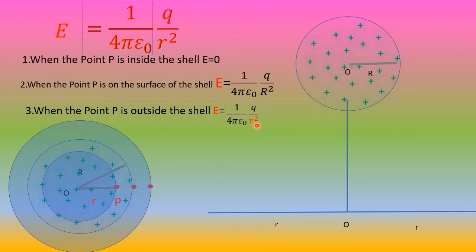As the distance increases, the electric field decreases. So it can be represented graphically as shown in the diagram. Up to the distance R, there is no electric field. On the surface it is maximum. Then it decreases, inversely proportional to r square.